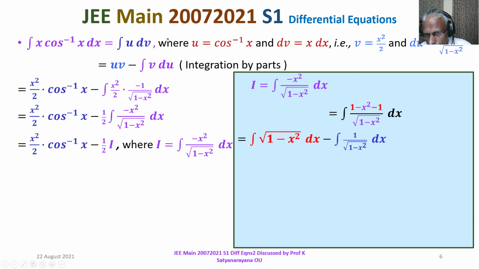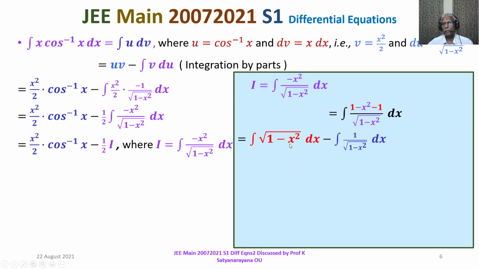To evaluate this, I remember a formula. The formula is integral under the square root of a square minus x square. If you know the formula, put it. Otherwise, you can also do it: put x is equal to sine theta and go on doing it. You can do that.